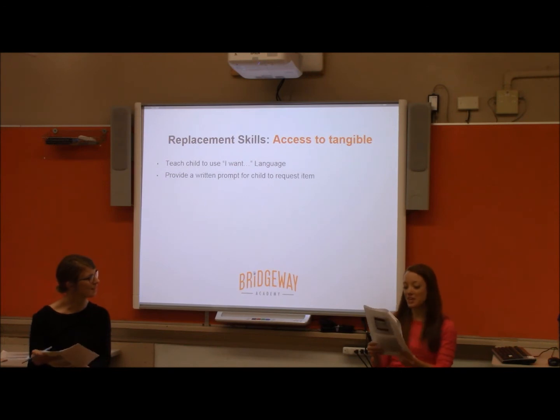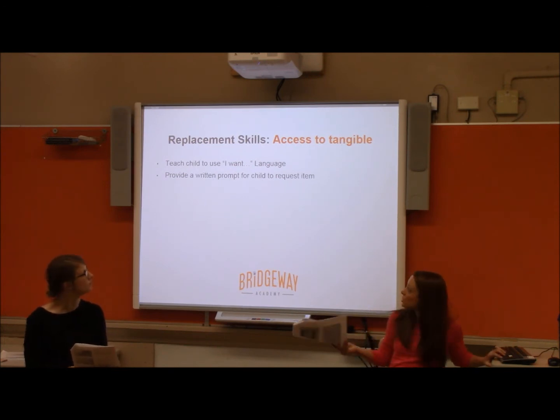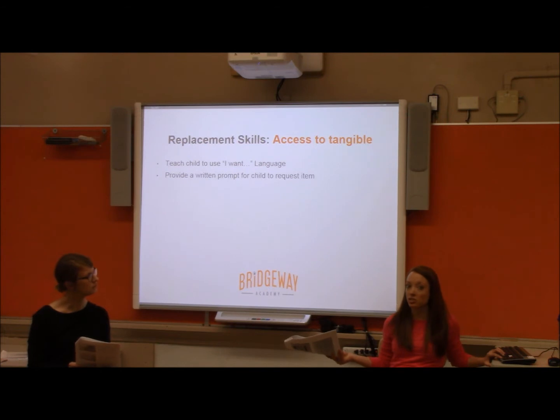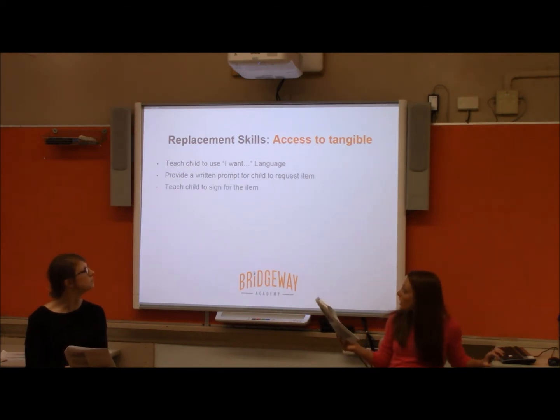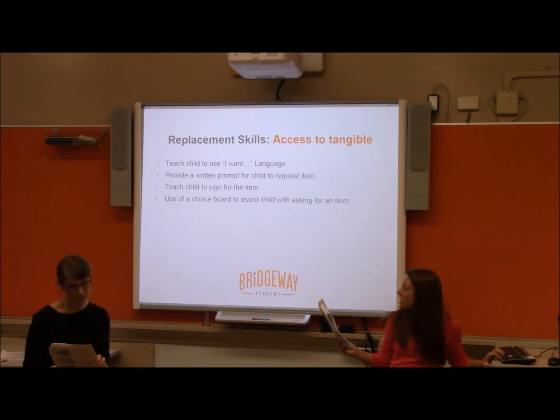Here we are. Some replacement skills for access to tangible include teaching a child to use I want language. You can provide a written prompt for the child to request an item. This might just say I want with a blank space for them to fill it in. You can teach the child to sign for the item. Use of a choice board to assist the child with asking for an item.